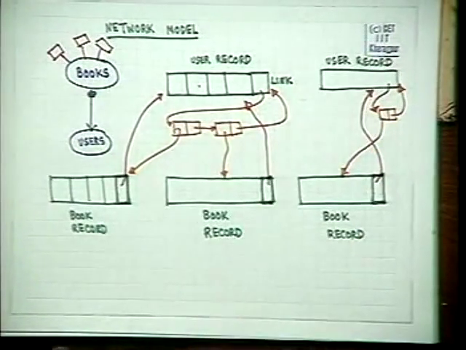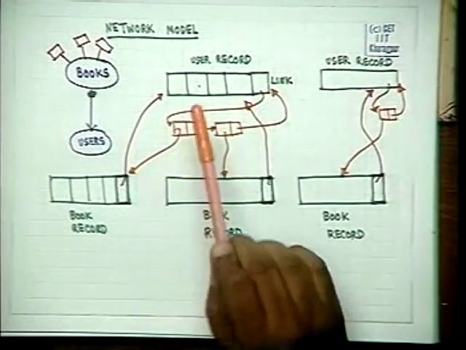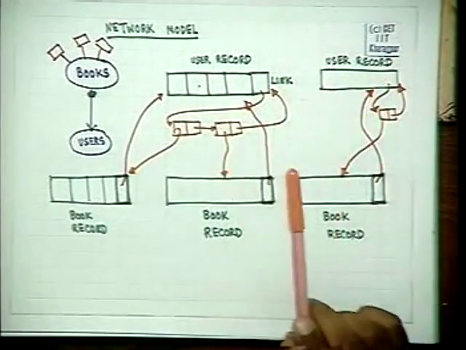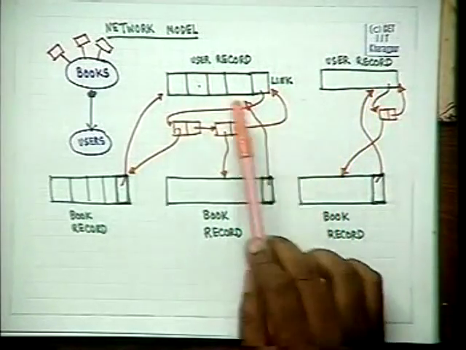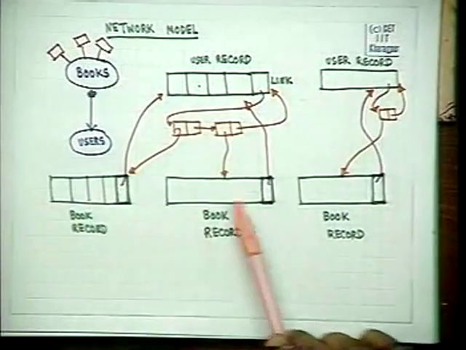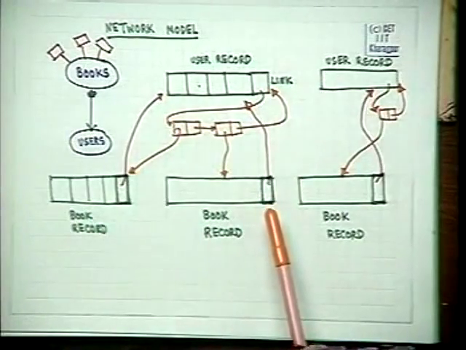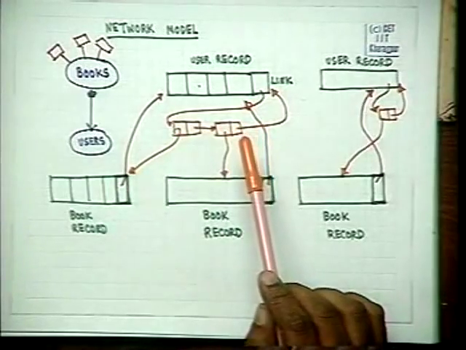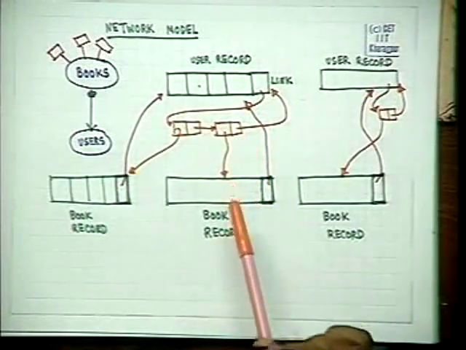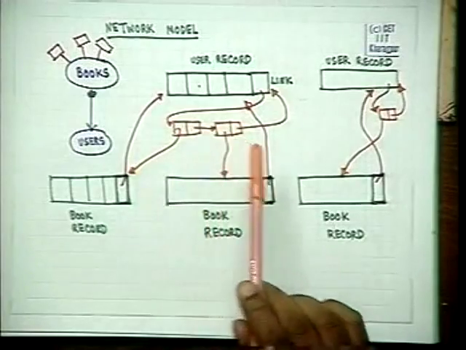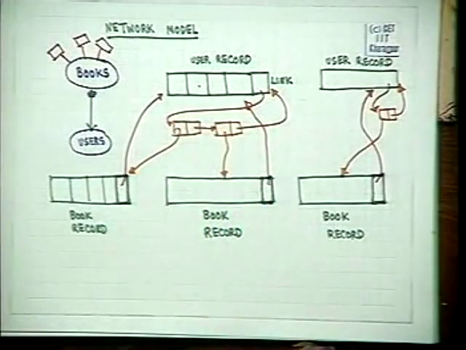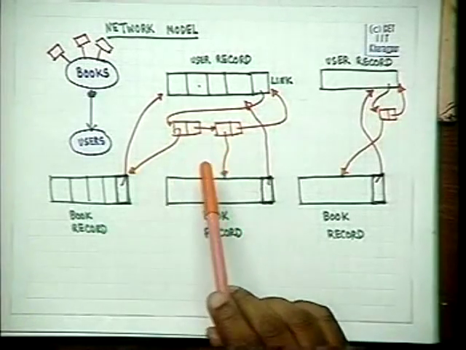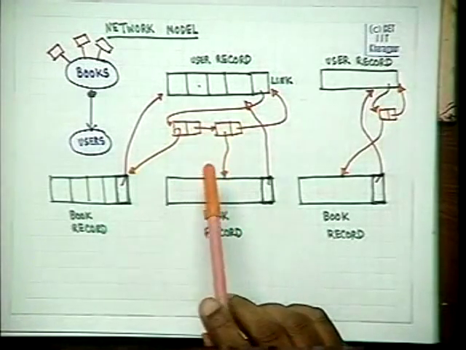So in a network model, the entities which we conceive in the entity relationship model are conceived in terms of records, and the relationships are conceived in terms of pointers to records. This is the core idea behind the network model, and the network model is more pointer oriented and implementation oriented this way. This is one way of looking at it.